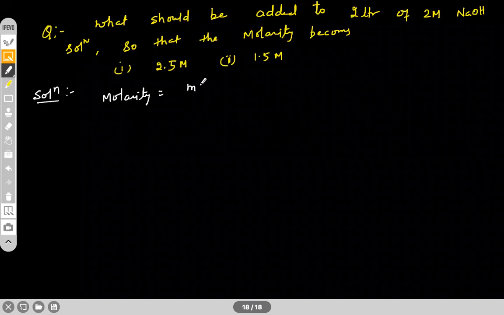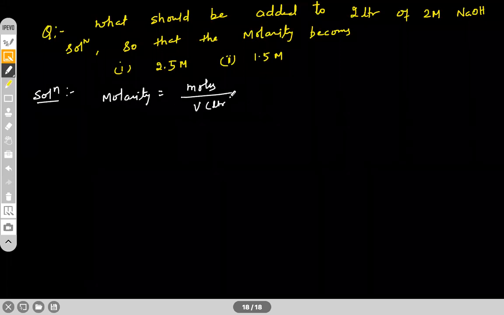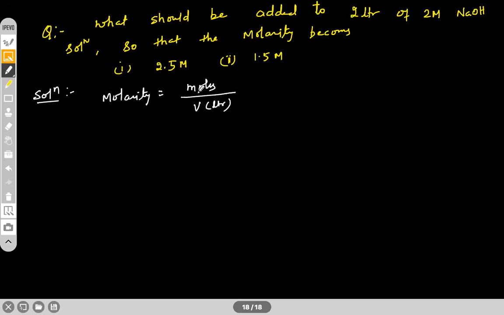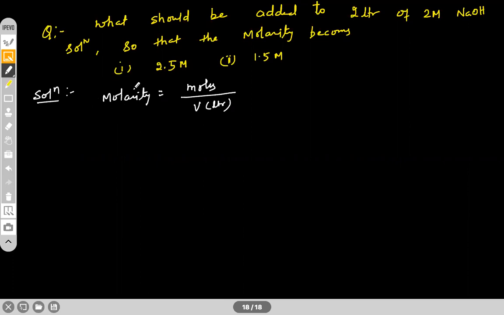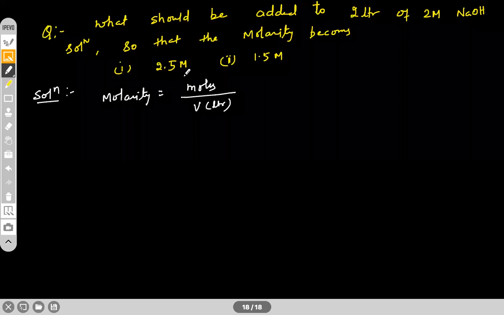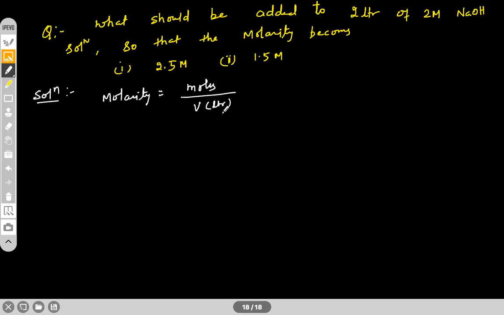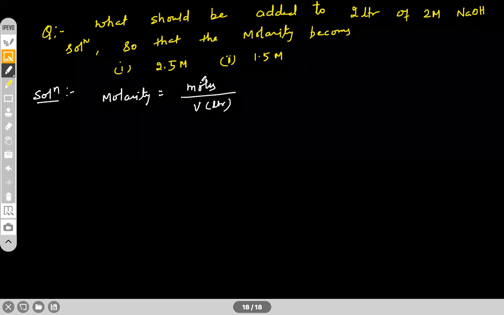It is the number of moles of solute by volume of solution in liter, right? Now, you see, this molarity is directly proportional to the number of moles of solute and inversely proportional to volume, right? So in the first case, if you have to increase molarity, we can do two things. Either we can decrease volume or we can increase the number of moles, right? We can do two things to increase molarity. Either we have to decrease volume or increase the number of moles.